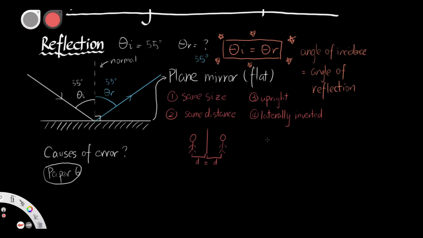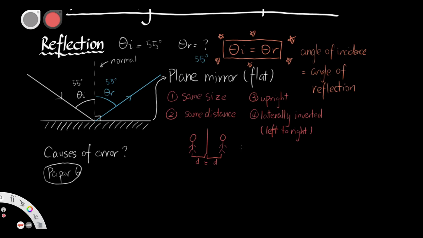Think of it like this. Let's say you have a letter D in front of a mirror. What is it going to look like? Well, you know that it's going to be upright, so it's not going to be upside down. But it's going to look something like this. Try it yourself. Write a big D on your paper and hold it in front of a mirror, and it's going to look something like this. So it's left to right inverted. That's basically what we mean by laterally inverted. It's just left to right.